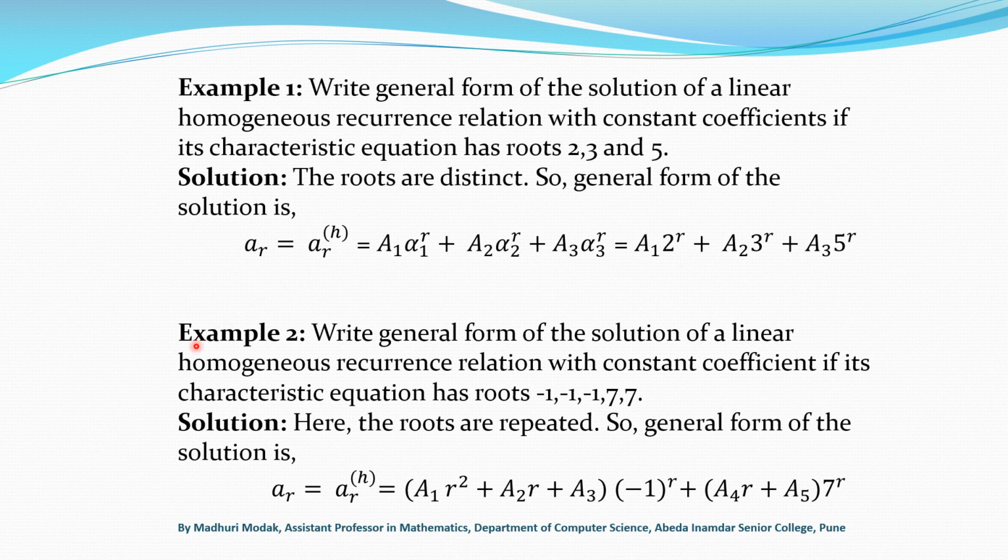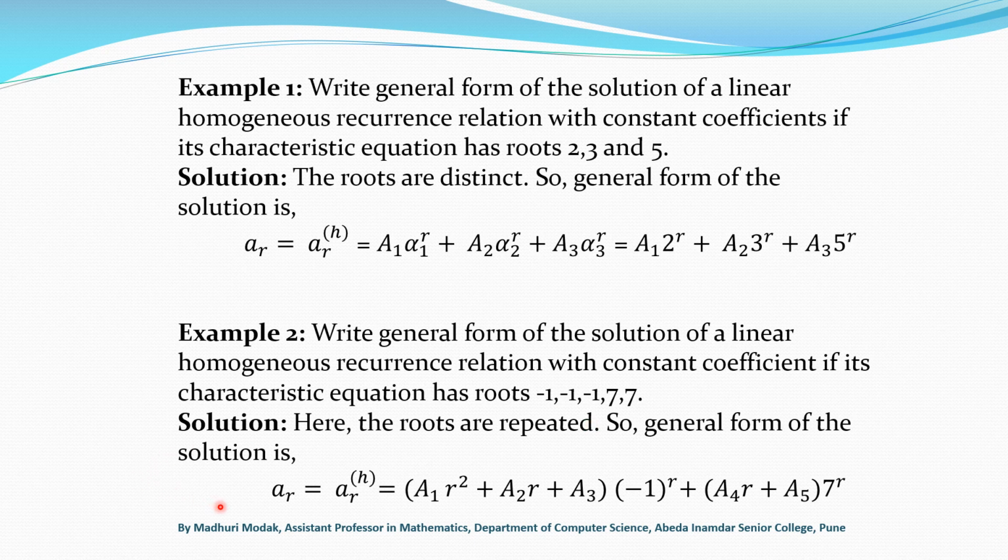Now second example: write the general form of the solution of a linear homogeneous recurrence relation with constant coefficients if its characteristic equation has roots -1, -1, -1, 7, 7. If you observe these roots, they are not distinct. -1 appears 3 times, so it has multiplicity 3, and 7 appears 2 times, so 7 has multiplicity 2. When the multiplicity is m, the power of r starts with m-1. As -1 has multiplicity 3, for the powers of r we start with 2, then reduce by 1 and then by 1 again. So r^2, r, and r^0. In the same way, the multiplicity of 7 is 2, so for 7 we take the power of r as 1 and then 0. So how do we write the solution here?